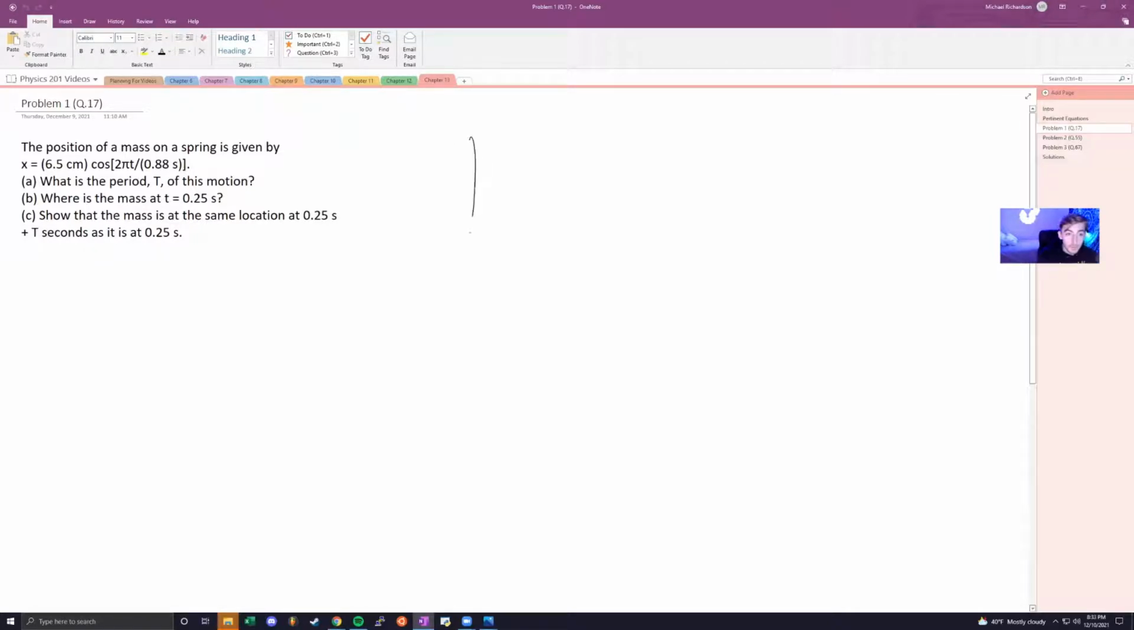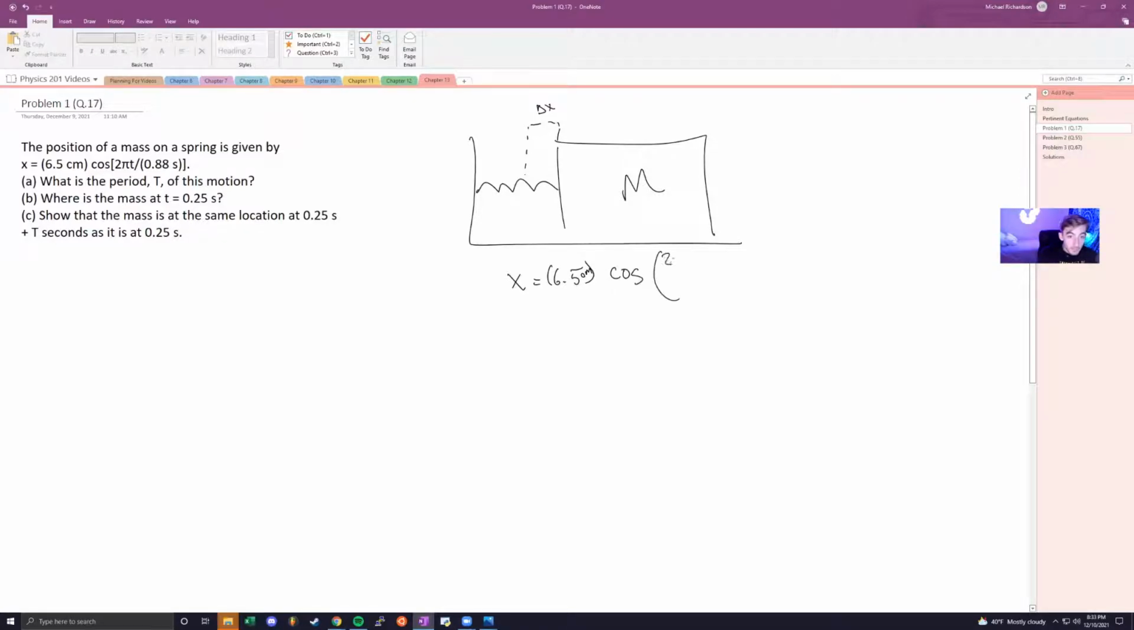So drawing this out, we have some spring system right here, mass m, and let's say we're at some displacement, delta x. Then we really have all that we need for the system right now. But we're also given that the position is described as 6.5 centimeters times the cosine of 2 pi t divided by 0.88 seconds.